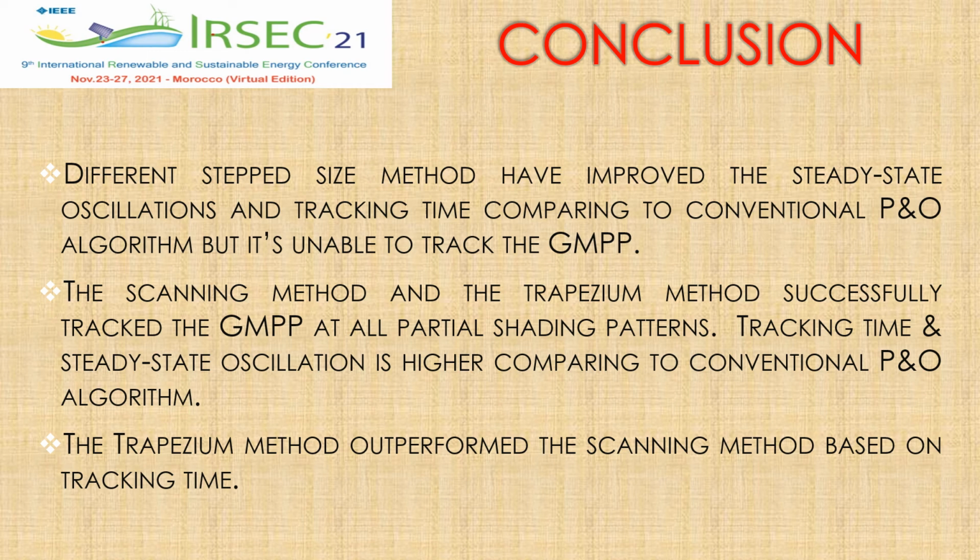The scanning method and the trapezium method track the GMPP at all the partial shading patterns, but tracking time and steady state oscillation is higher than conventional P&O algorithm, which is the shortcoming of these methods. The trapezium method outperformed the scanning method based on tracking time.